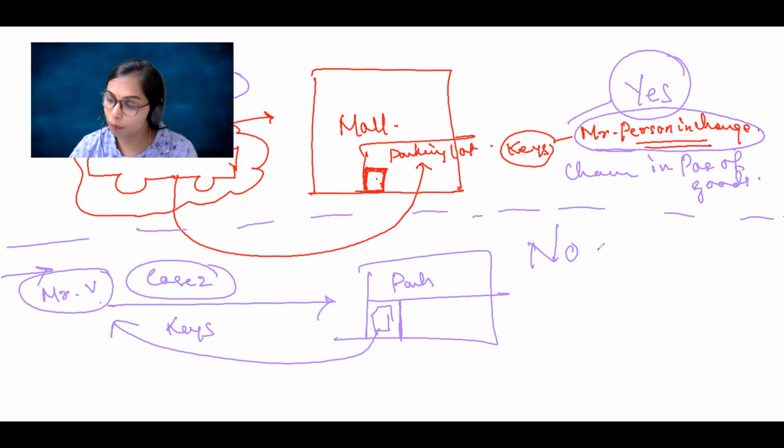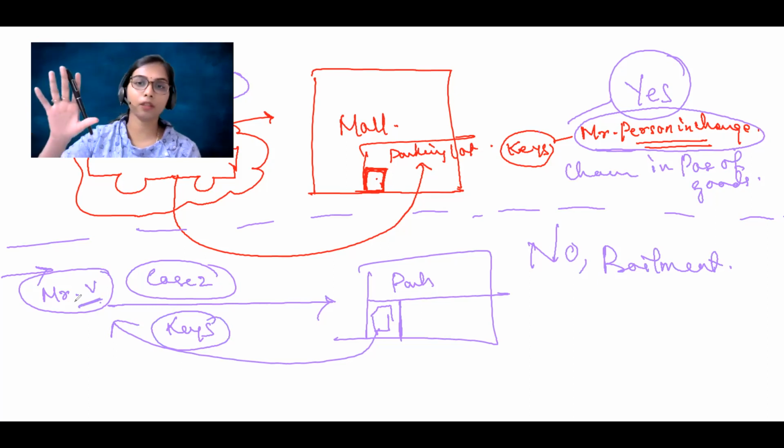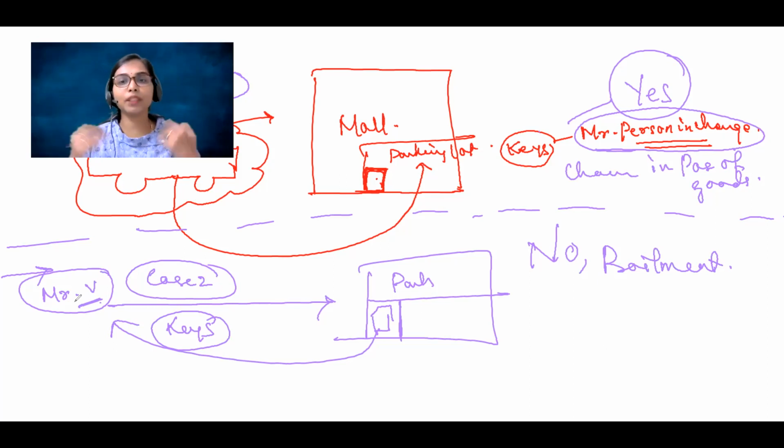So there is no bailment in the second scenario. No bailment. Why? Because the keys are in the hands of Mr. V only. V has kept the car in the parking lot and kept the keys with him. If he keeps the keys with him, then what is the use? Does the concept of bailment come in?